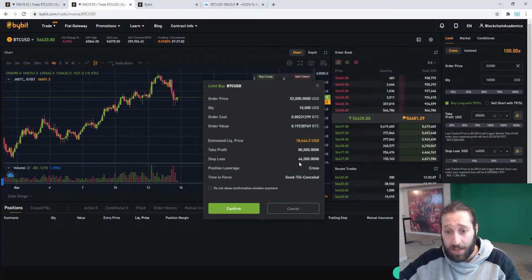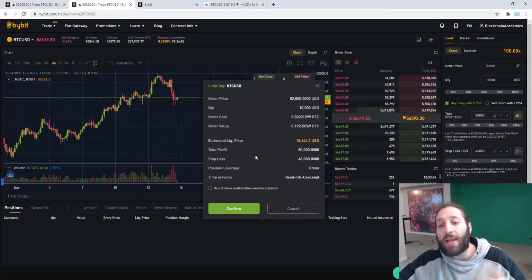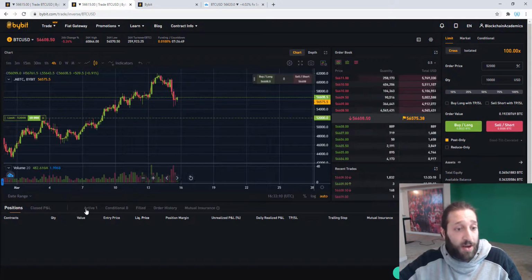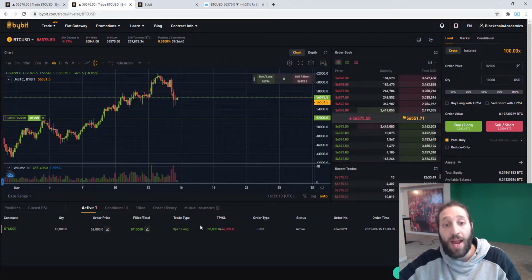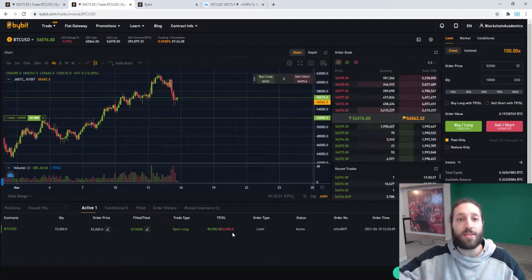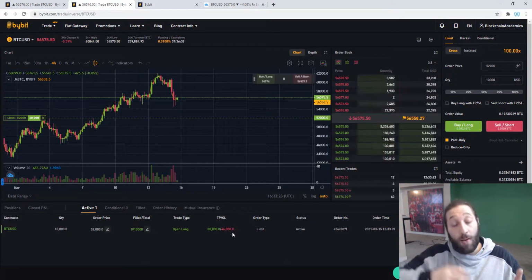But I have my stop loss at 46,000. So that stop loss will save me from getting liquidated, and then I have my take profit, so it'll automatically take profit for me at that price. So let's confirm this order, and then you can come down to active and see the order. And after this is actually executed, you can change the take profit and the stop loss, and it's so cool because you can actually see how much you'll make or how much you'll lose.